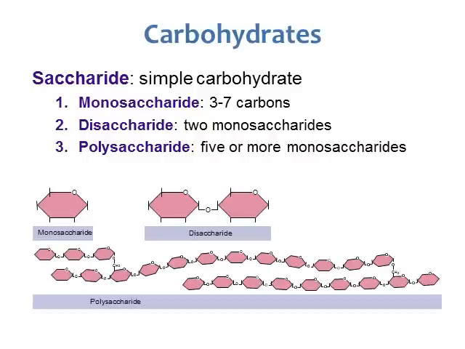If you join 2 of these monosaccharides together, you're going to get a disaccharide. So di is 2, so 2 of these joined together. Anything over that we call a polysaccharide. So they define it as 5 or more of these saccharides joined together, but anything more than 2 you can consider to be a polysaccharide.